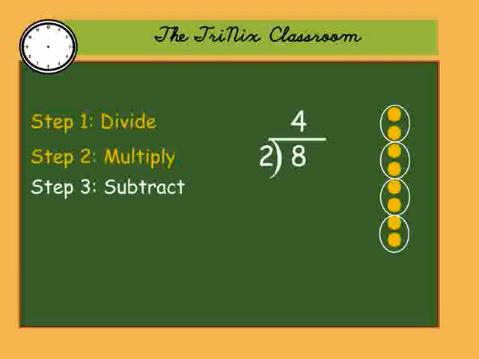We're on to step 2, multiply. We're going to multiply our divisor by the quotient. 2 times 4 is 8. Step 3 is subtract. We are going to subtract the 8 that we just put below the line from the dividend. And 8 minus 8 is 0. 0 cannot be divided by 2, and so we are all done. Our final quotient is 4.